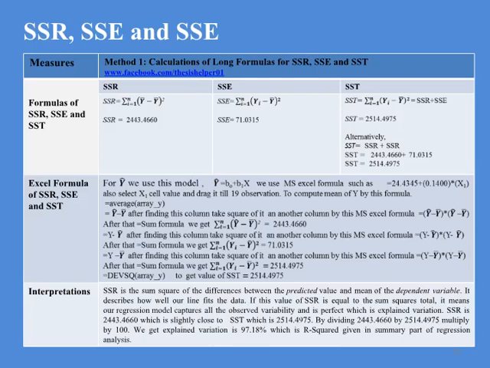SSE is the sum of squares of the difference between the observed value and the predicted value of the dependent variable. It is the unexplained variation of the model. SSE is equal to 71.0315, while total variation is 2514.4975.